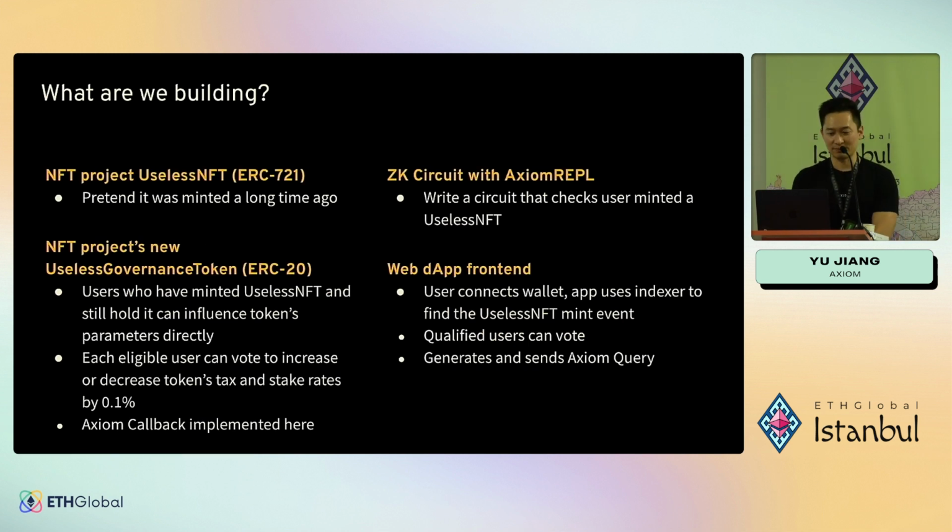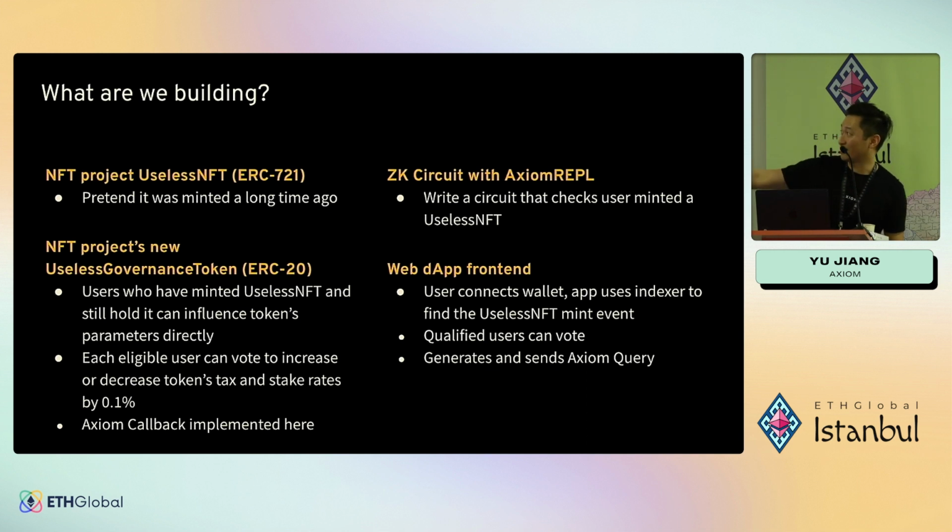So essentially, we have 4 pieces to this, right? We have this first piece, which is the NFT project, useless NFT, which is an ERC-721. We'll pretend it was minted like a year ago or something. And then the ZK circuit with Axiom REPL. So we write a circuit that checks that a user minted this useless NFT.